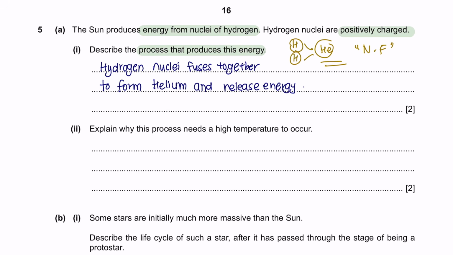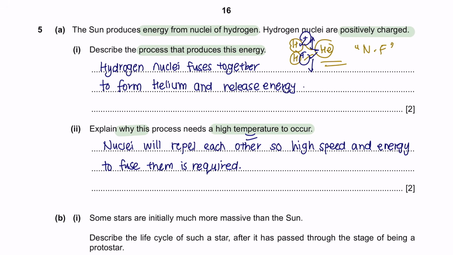Part 2. Explain why this process needs a high temperature to occur. Both hydrogen nuclei are positively charged, and like-charged nuclei would repel each other. So in order to fuse them together, that's the reason why you're going to need a very high temperature. So you can say that the nuclei will repel each other. So a very high speed and energy is needed for them to fuse together.